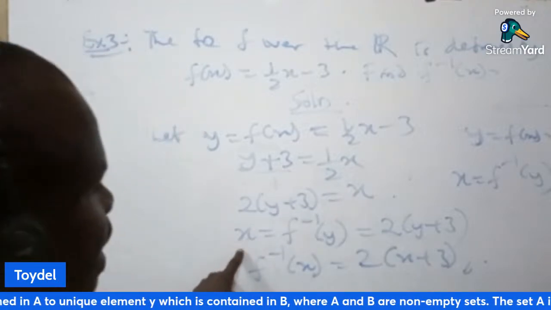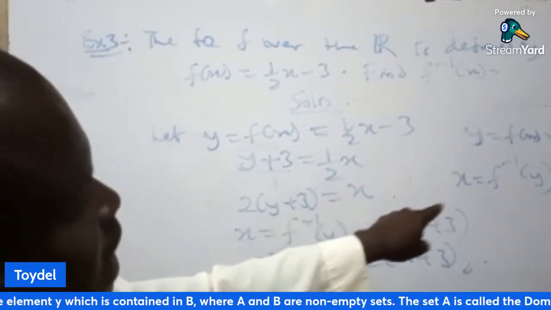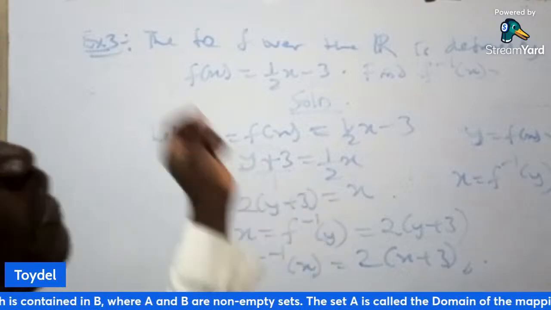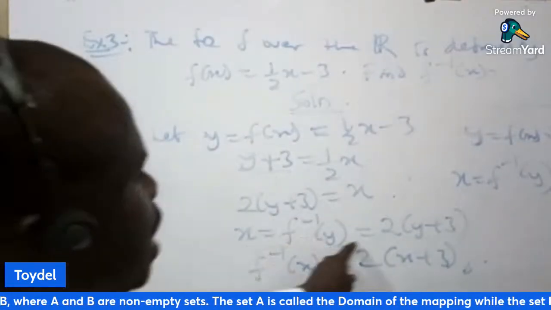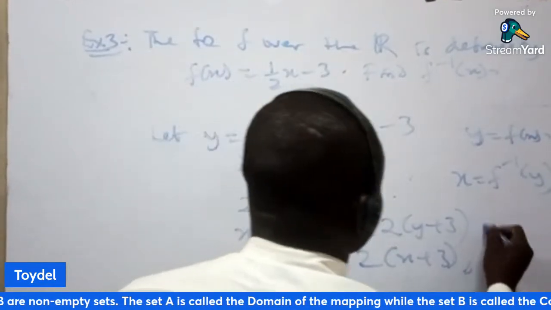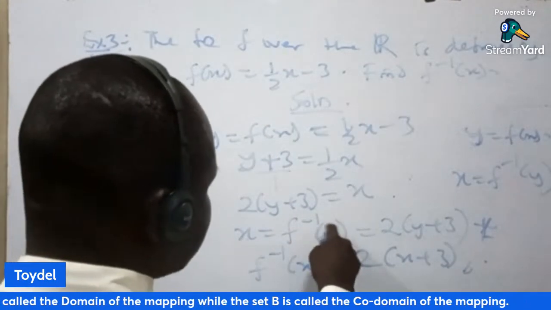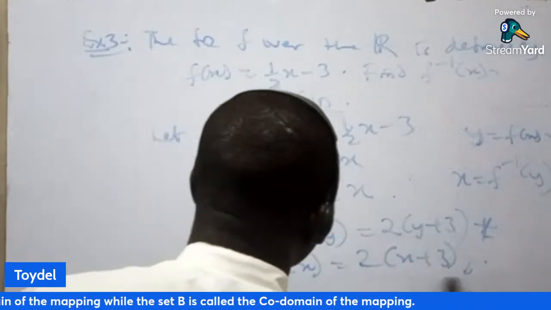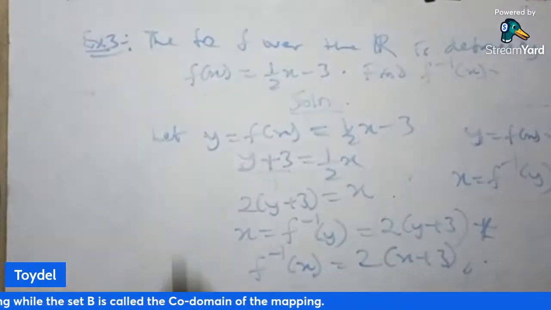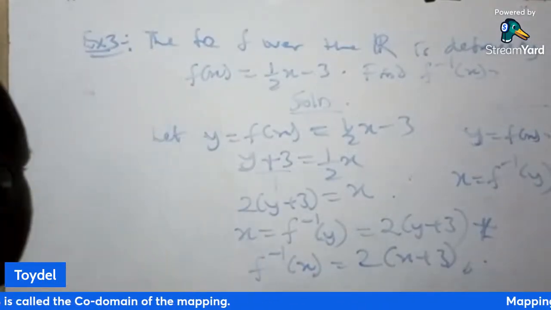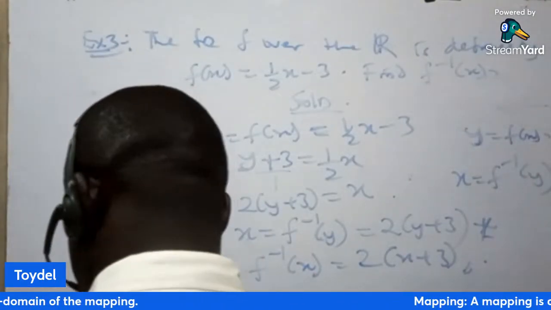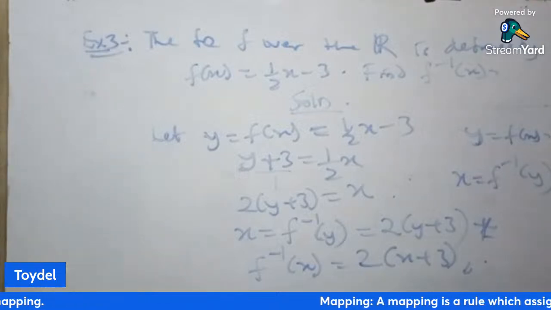Then what is x? X, if y is a function of x, is f inverse of y. Then I decide to write it in this form. But since this is x, wherever I see y here, I replace it with x, so that I'll be able to write out the inverse function of f of x, and that is what is given. It's given as what we have on the board.